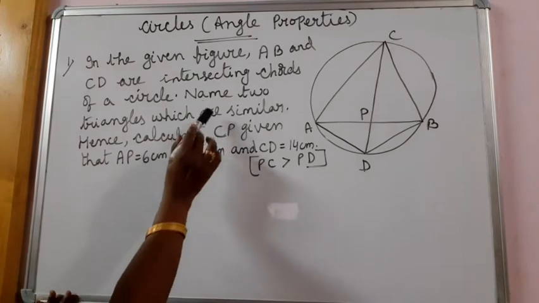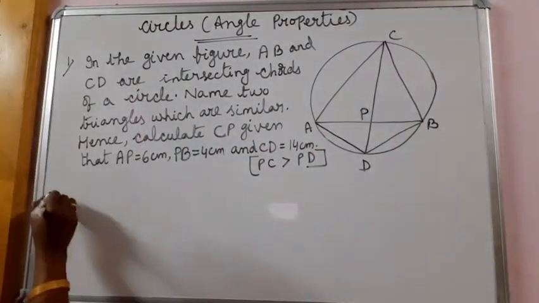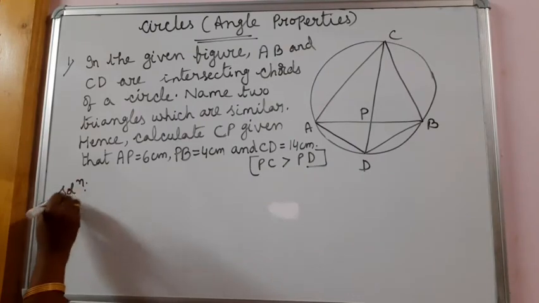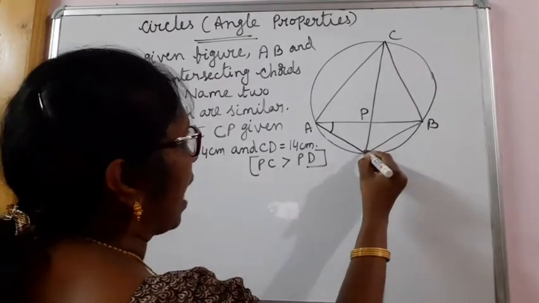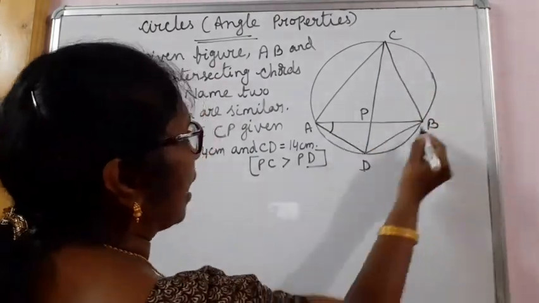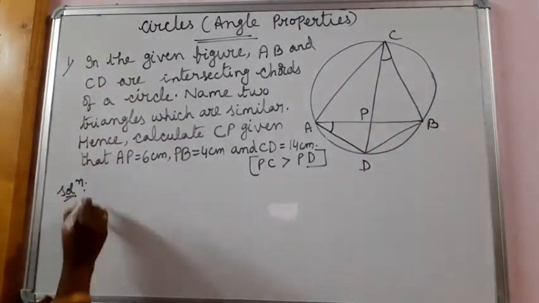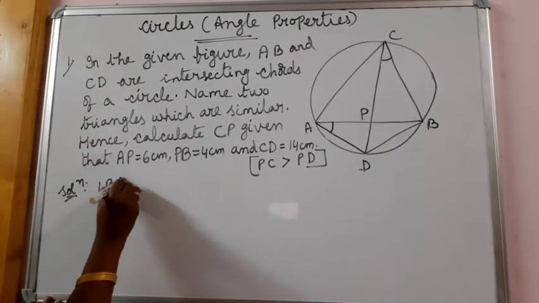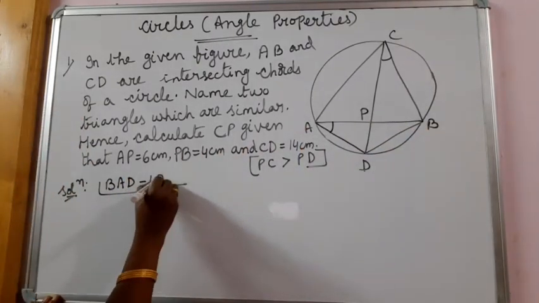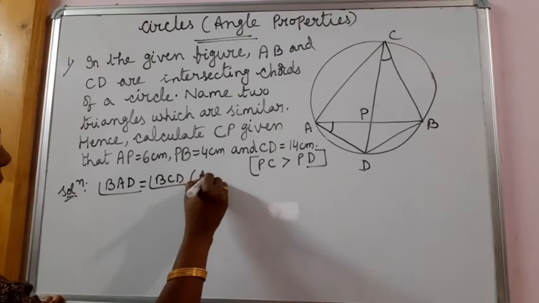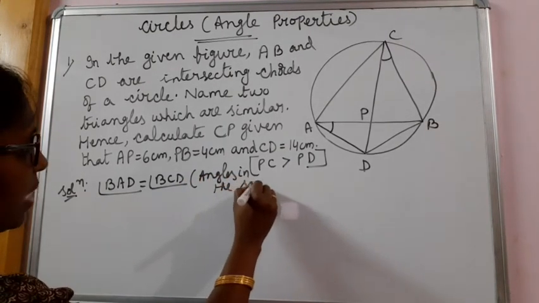Okay, first of all we have to find out which two triangles are similar. Let us see. We can see angle BAD and angle BCD are equal because they are the angles in the same segment. Angle BAD is equal to angle BCD because they are the angles in the same segment.